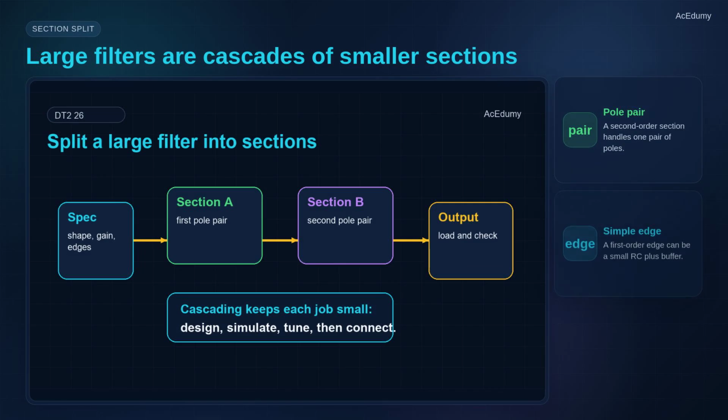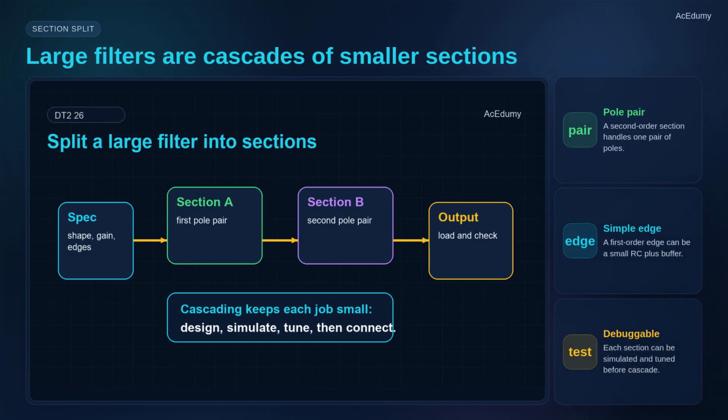A large active filter is usually not one giant circuit. It is a cascade of smaller sections. Each section handles one pair of poles or one simple edge. This makes the design easier to tune, easier to simulate, and easier to debug.